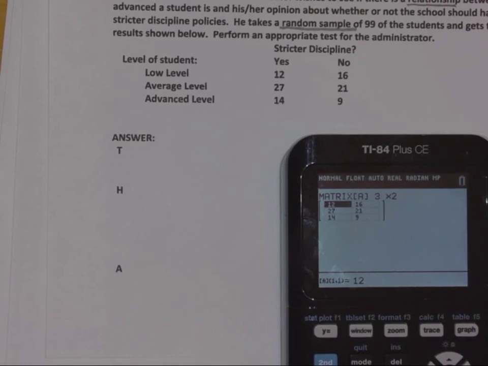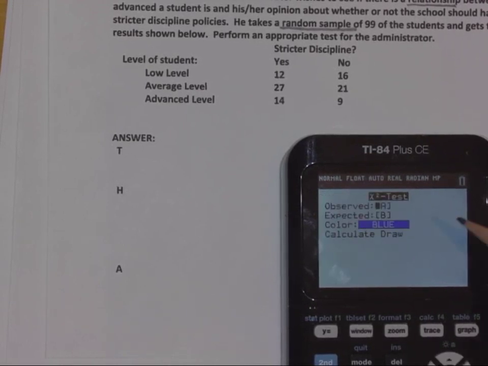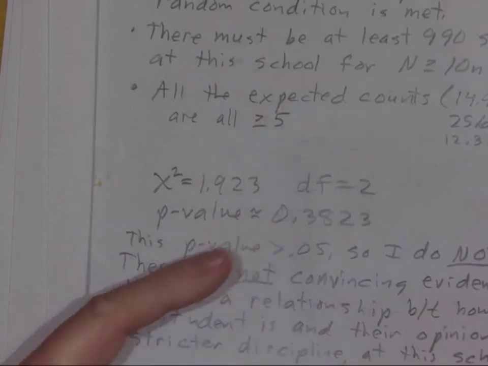So now we'll do our chi-square test. We'll do stat, we'll do test, and we'll scroll down till we get to our chi-squared test. There it is, right there. Observed is in A, it's going to store the expected in B, and I go calculate, and so boom, there is what I have to write down in mechanics. So that is how I got those numbers there. Have to write those 3 numbers down.